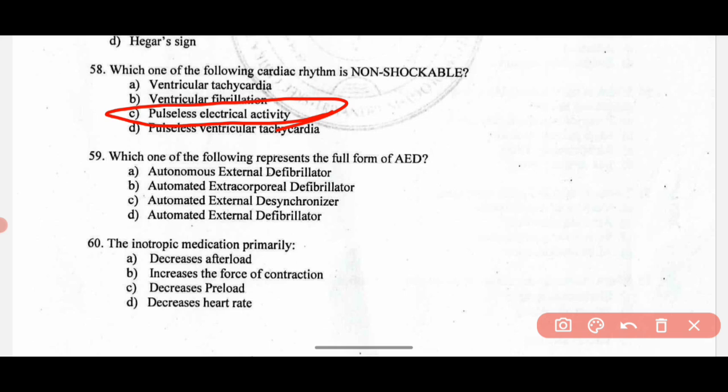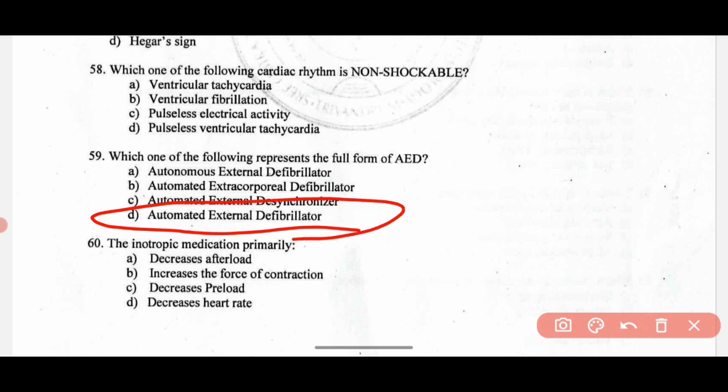Question number 59, which of the following represents the full form of AED? It is a very simple one, that is automated external defibrillator. AED means automated external defibrillator. In this exam, many cardiac related questions were asked. So for question number 59, the right answer is option D, AED. The full form is automated external defibrillator.